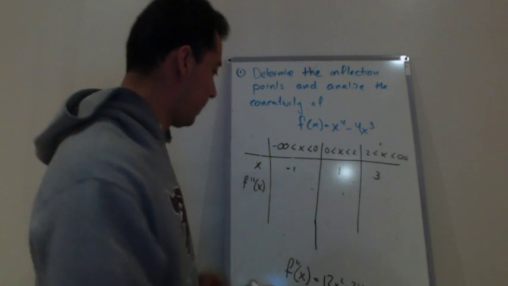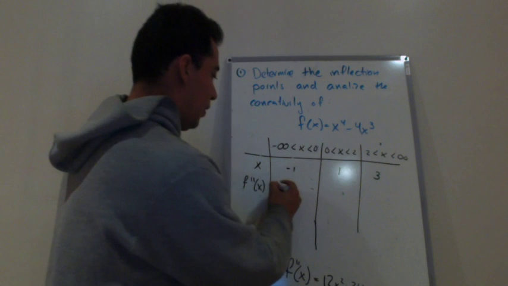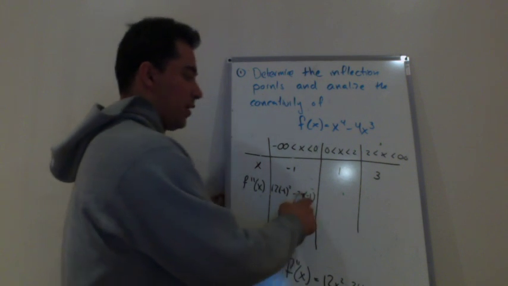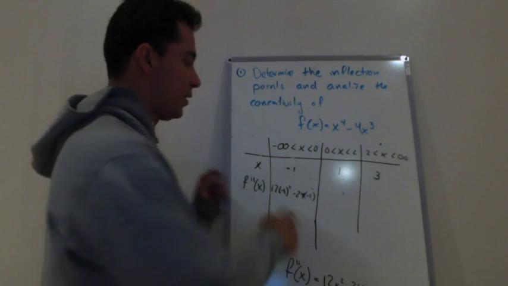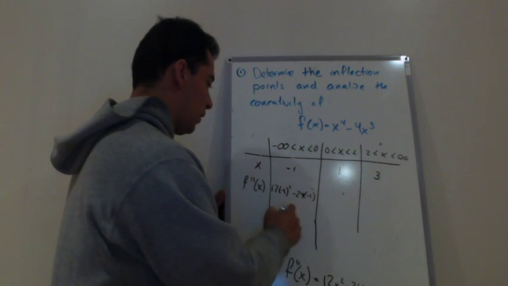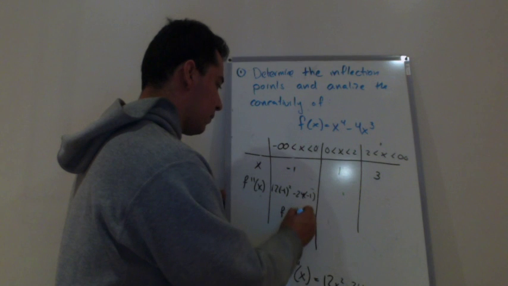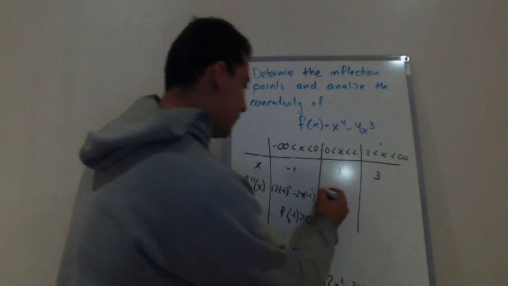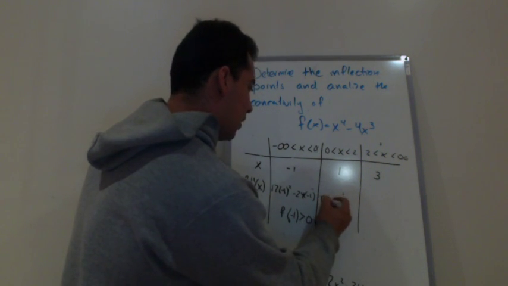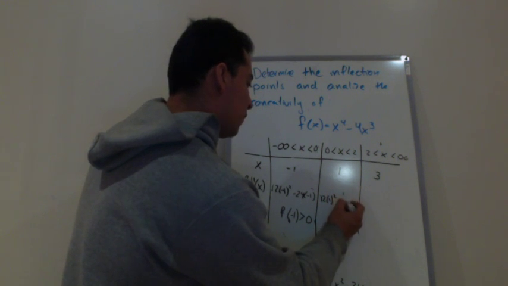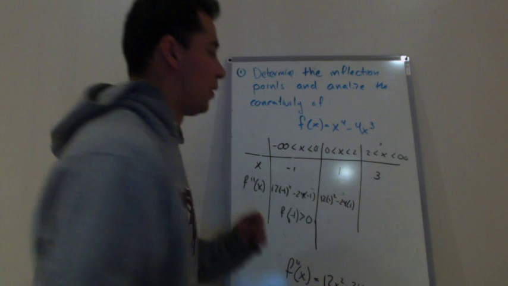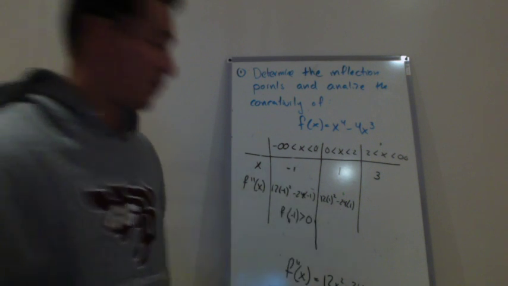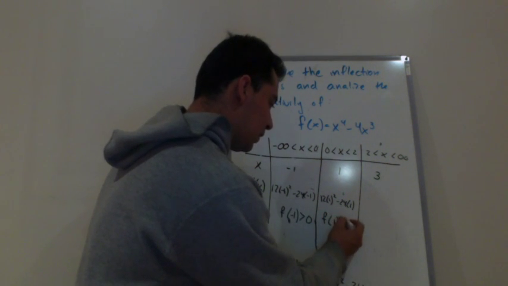Okay. So the first number, 12 times (-1) squared minus 24 times (-1), minus times minus is positive. This becomes positive. So f''(-1) must be greater than 0. Right? Do you agree with that? Okay. So the second number, 1, is 12 times 1 squared minus 24 multiplied by 1. 12 multiplied by 1 minus 24, that is negative. You can see it? Okay.